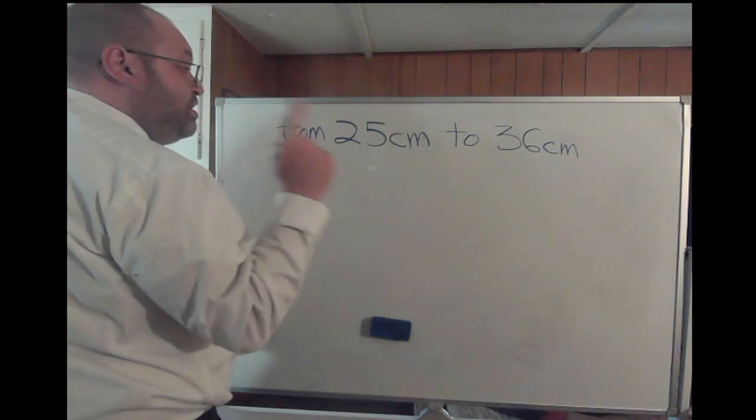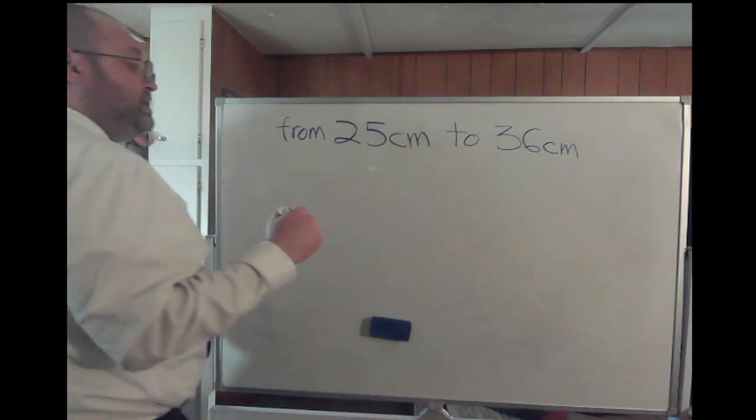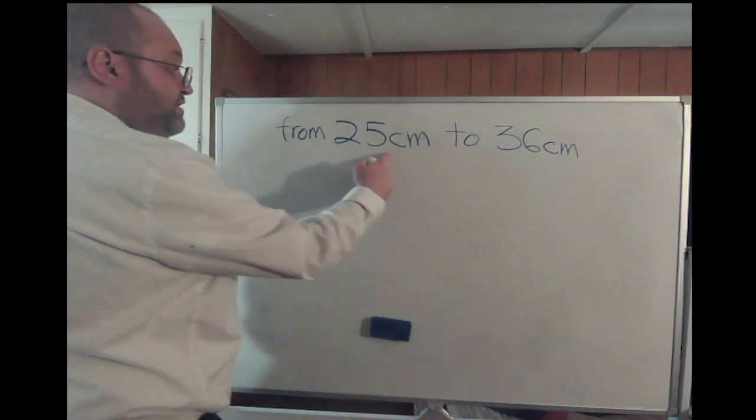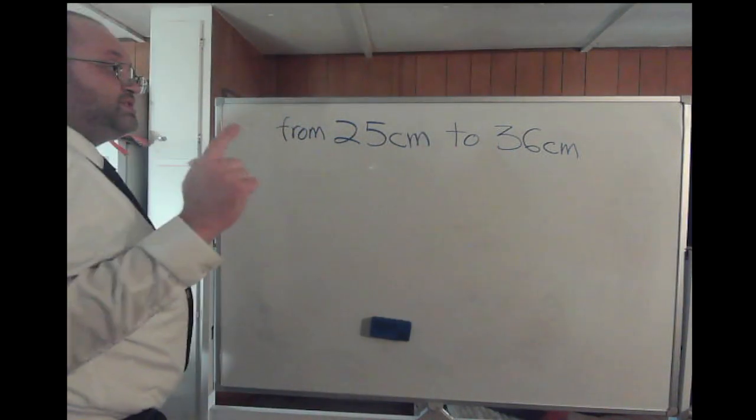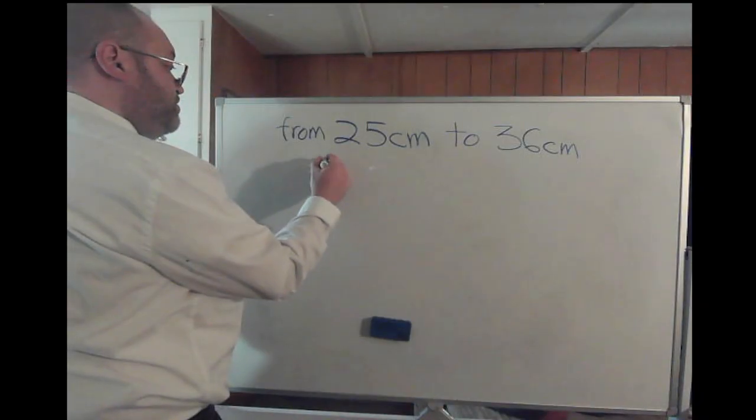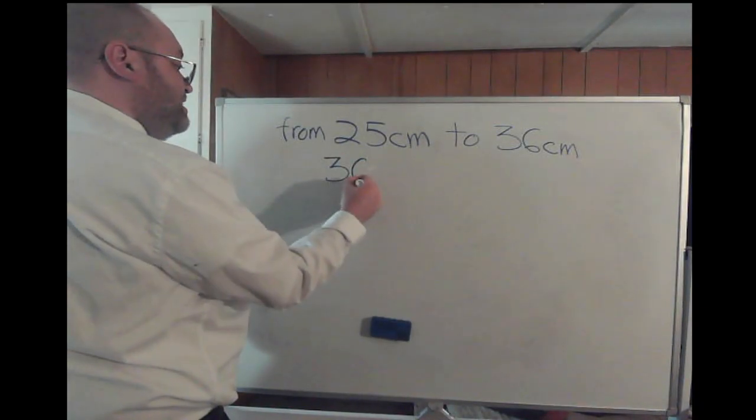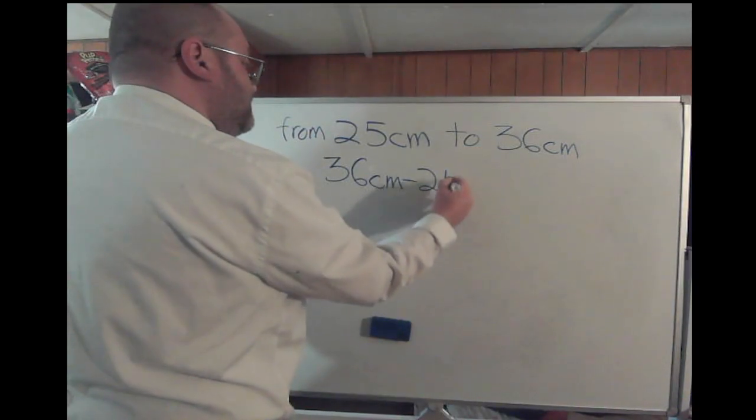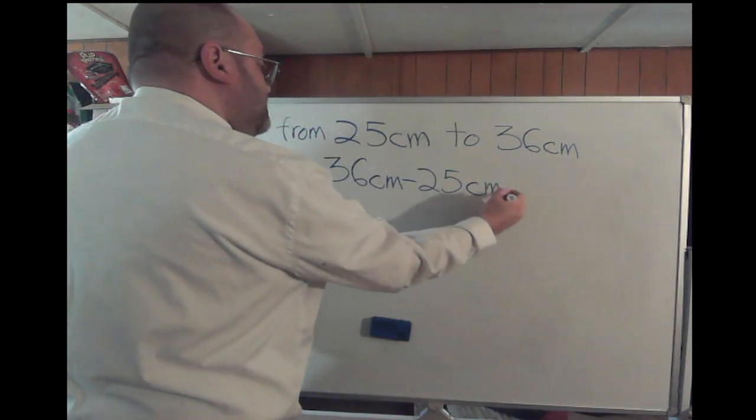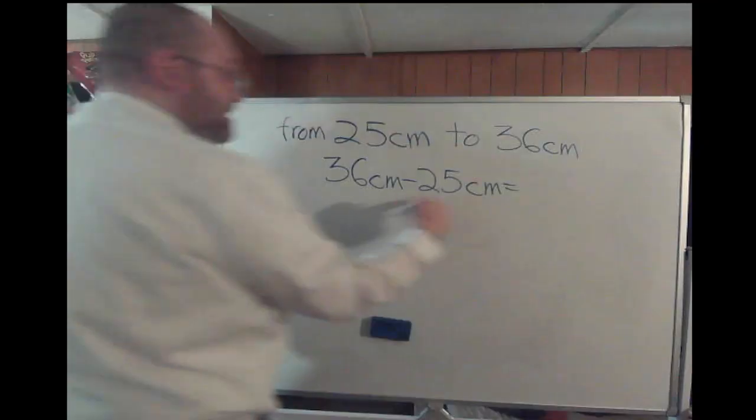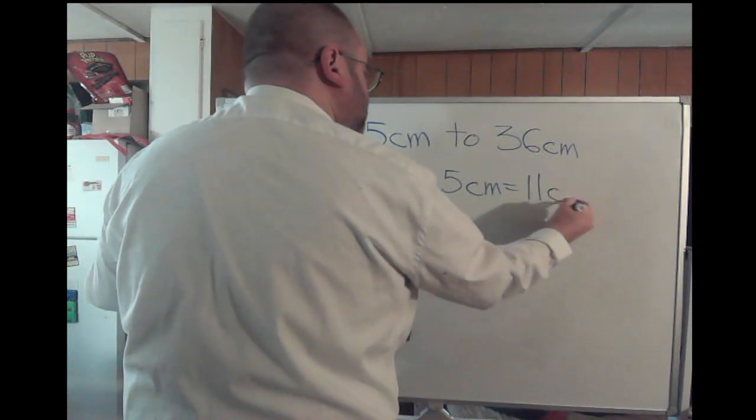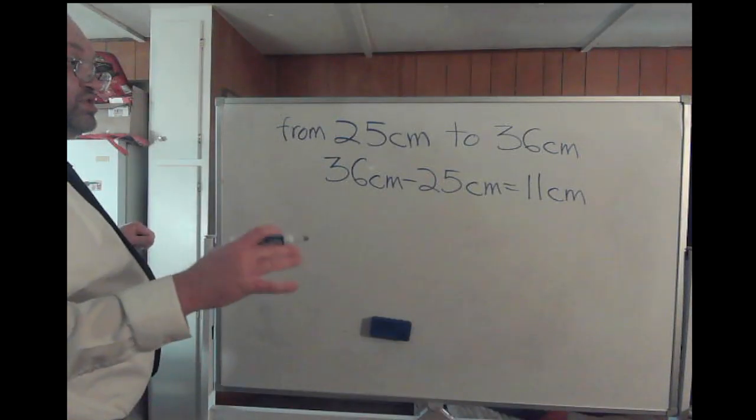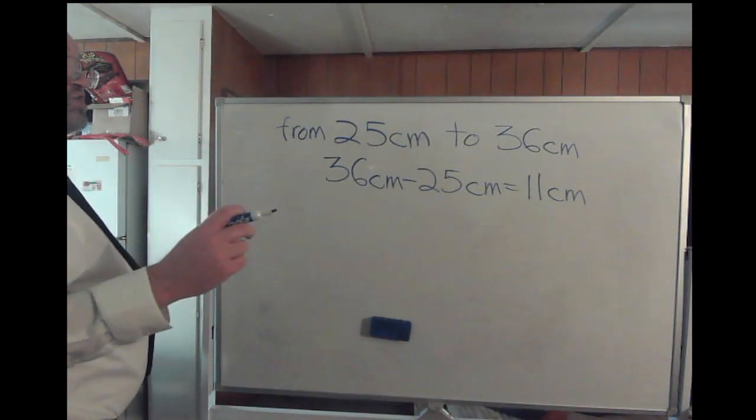So first thing you do, if it's an increase, because 25 centimeters to 36 centimeters is an increase, is you take your increase of 36 centimeters minus the 25 centimeters. 36 minus 25, that's a change of 11 centimeters, okay? We figured out the amount of centimeters has changed, now we want to figure out the percentage changed.